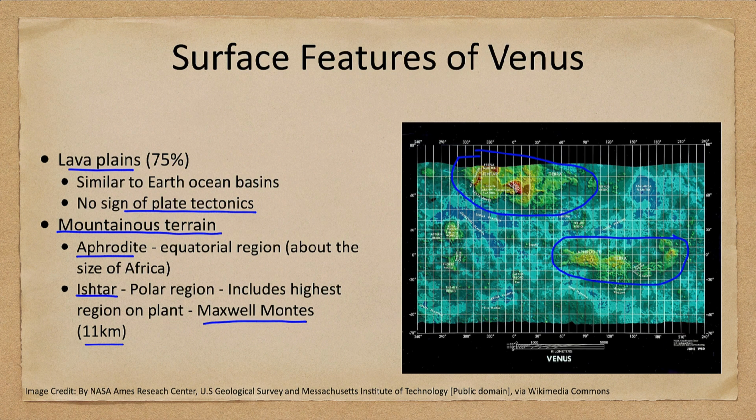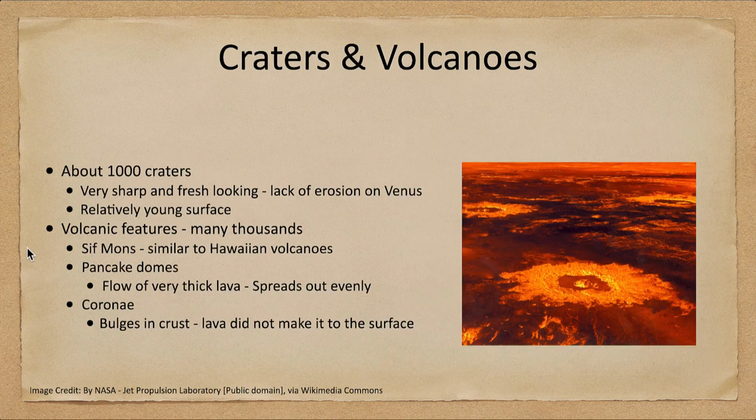So let's look at some of the features that we see, and this is an overall view. Let's look at things in a little more detail. And what we can see is that craters, there are about 1,000 craters on Venus. Now, as you recall, that's more than on Earth, but far less than we saw on the moon or Mercury. So Venus is an intermediate age.